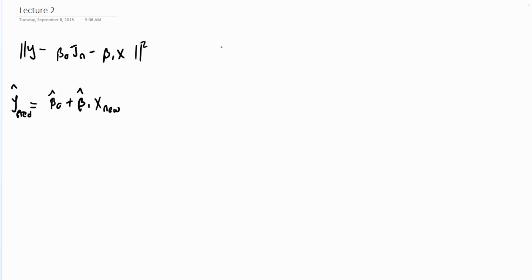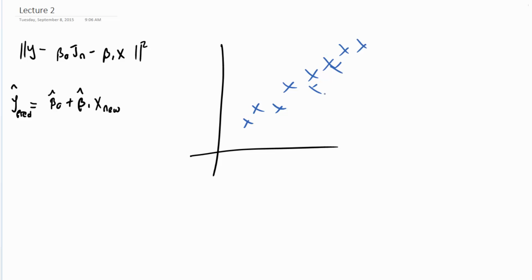Okay, so this is the process. Here's our data. Here's our fitted line. Okay. And then these values, right? These values projected on the line are called the y hat values.